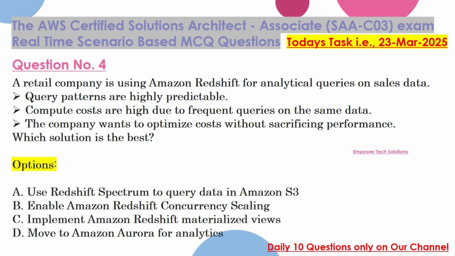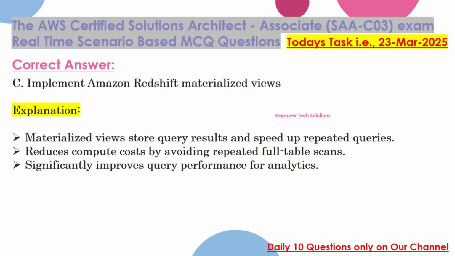Options: A. Use Redshift Spectrum to query data in Amazon S3. B. Enable Amazon Redshift concurrency scaling. C. Implement Amazon Redshift materialized views. D. Move to Amazon Aurora for analytics. Correct answer: C. Implement Amazon Redshift materialized views.